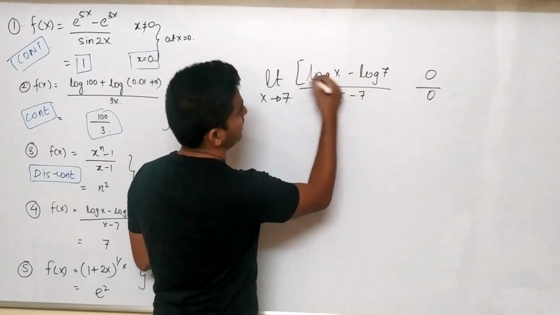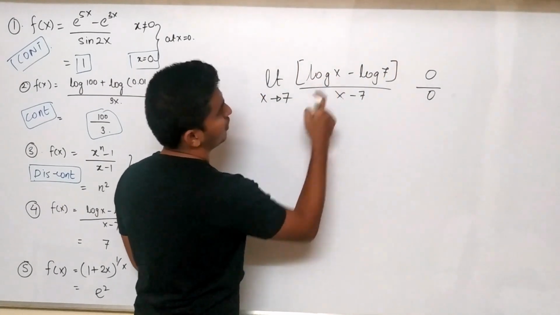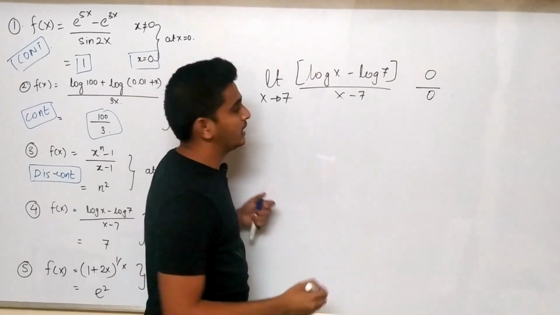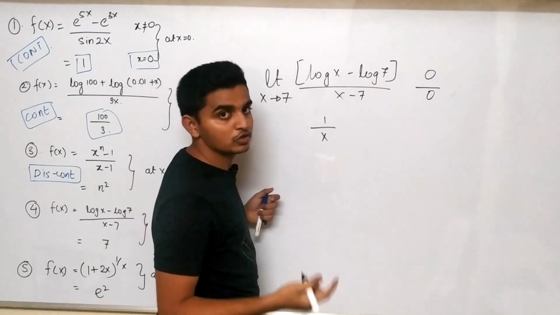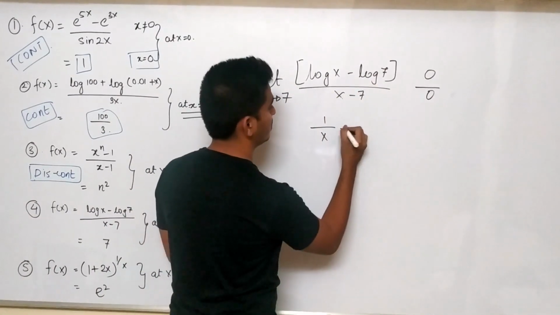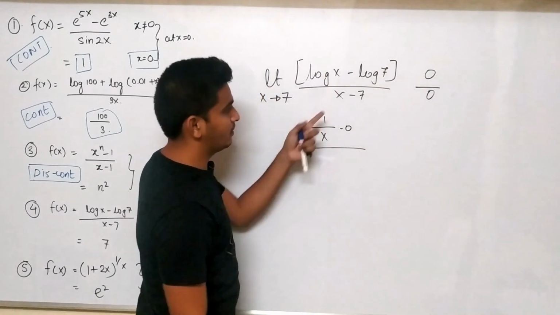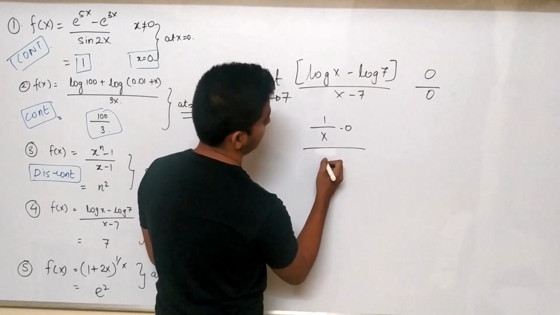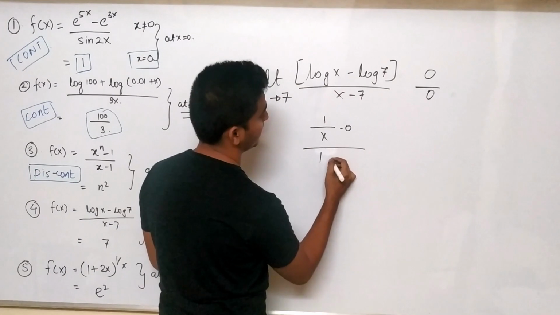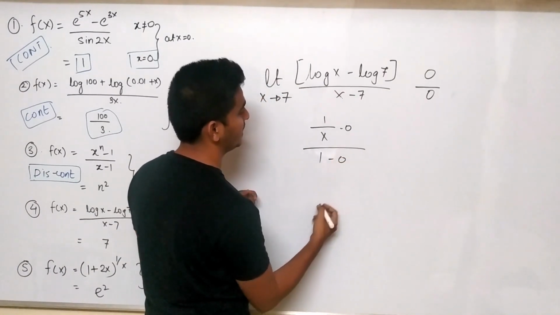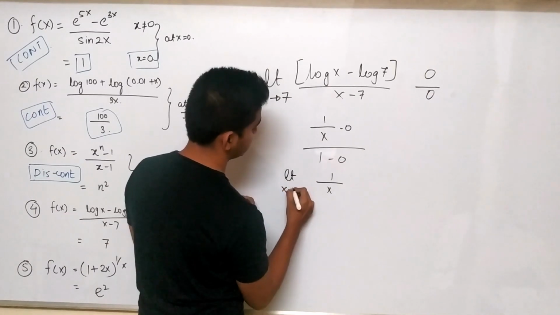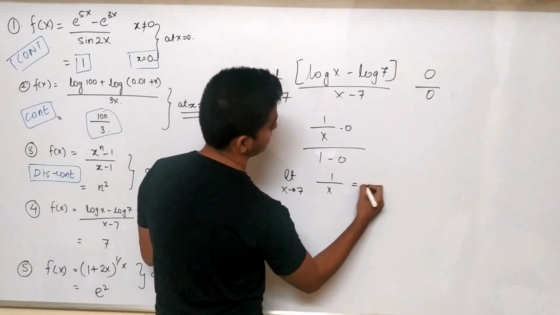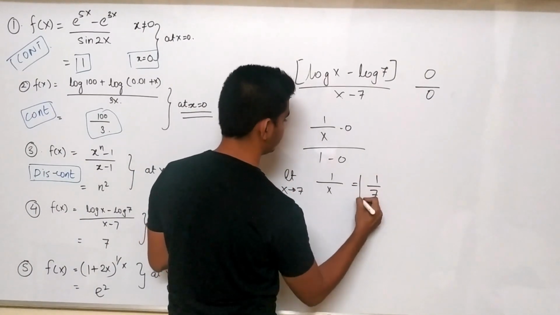You just have to take the derivative of the numerator. So log of x, when we take the derivative, becomes 1 upon x, and minus log of 7 is basically a constant, so the derivative is 0. Whole divided by the derivative of x, which is 1. So this basically becomes 1 upon x. So the limit as x tends to 7, your answer becomes 1 upon 7.